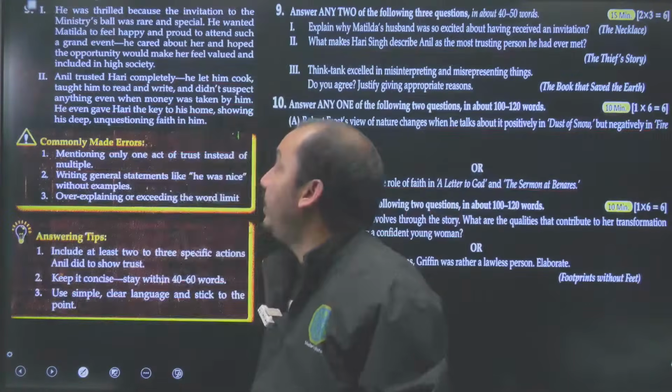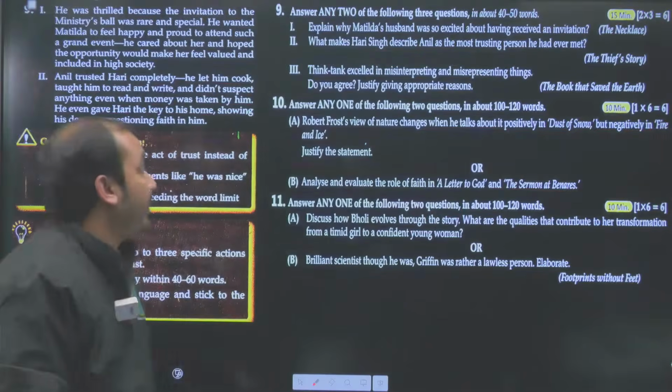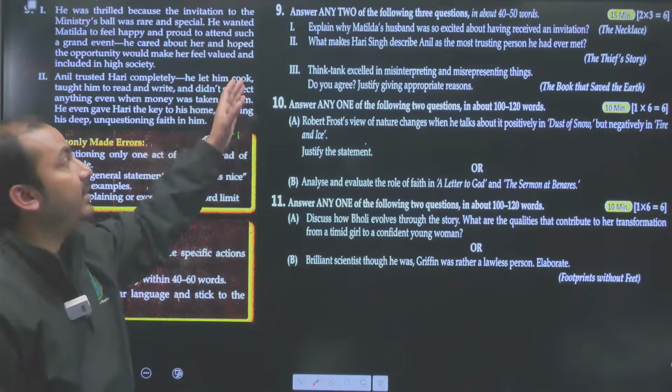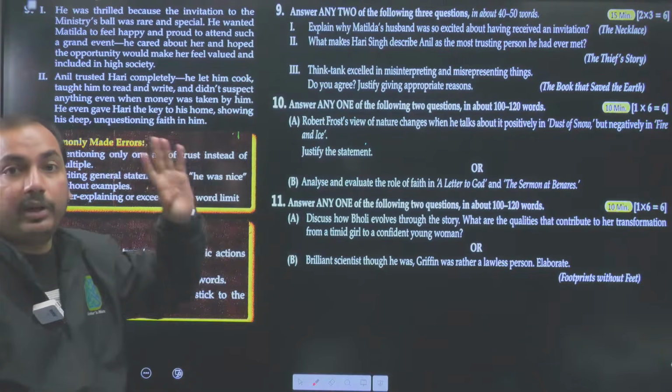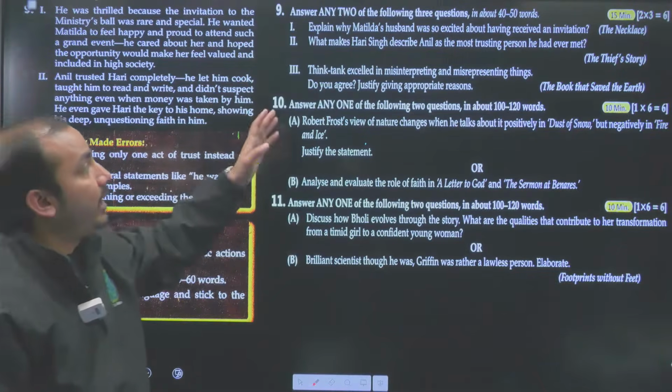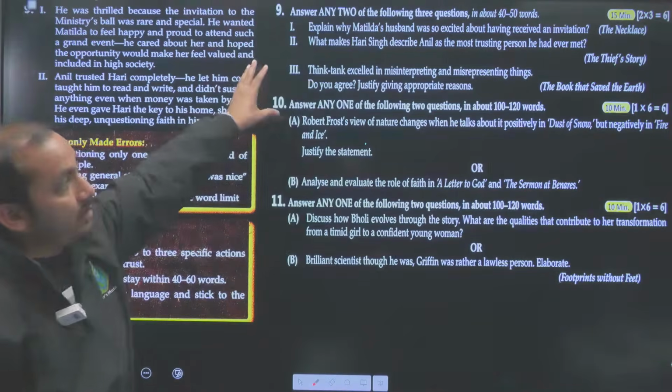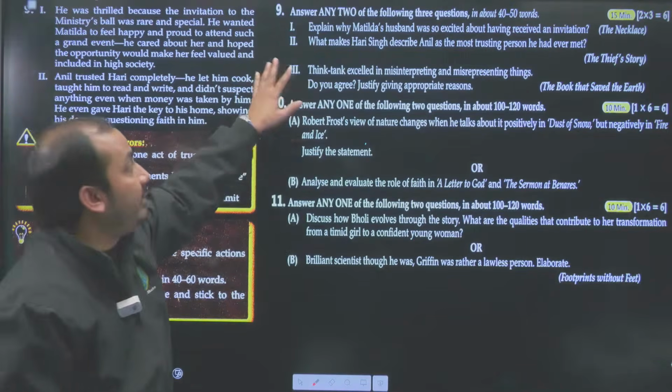So move to the next part of this sample paper. Question number 9. Here we have to answer any two of the following questions in about 40 to 50 words. Also, the questions are of 3 marks.